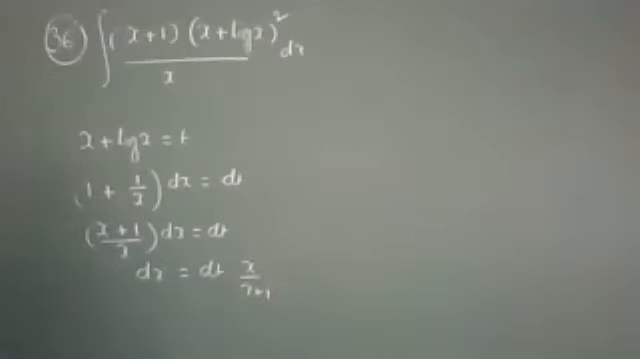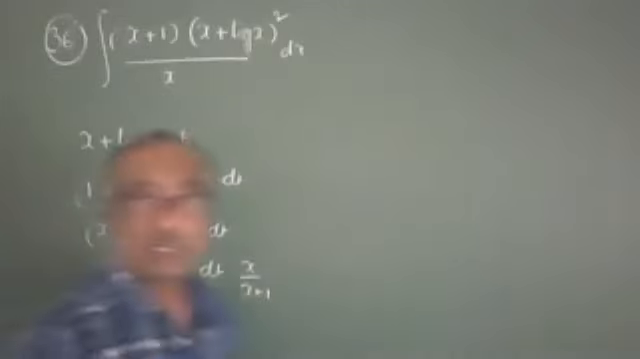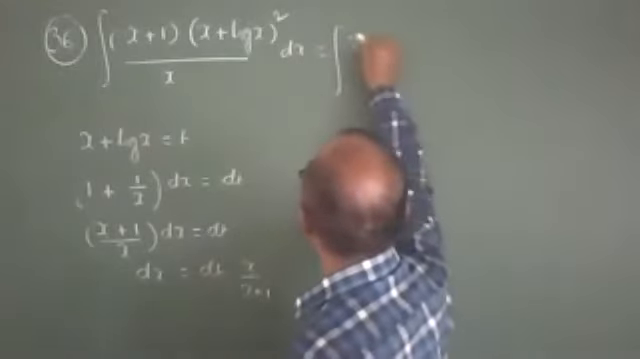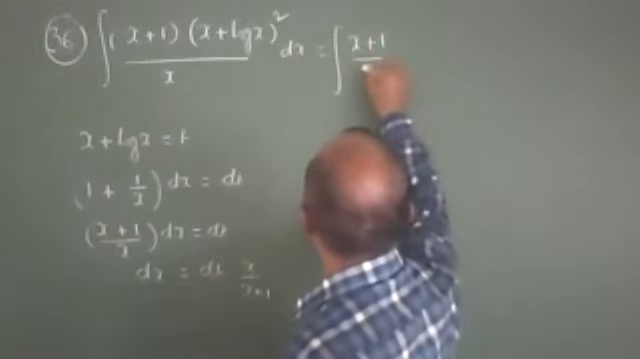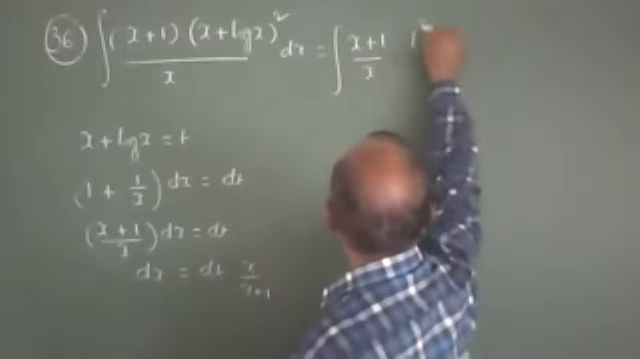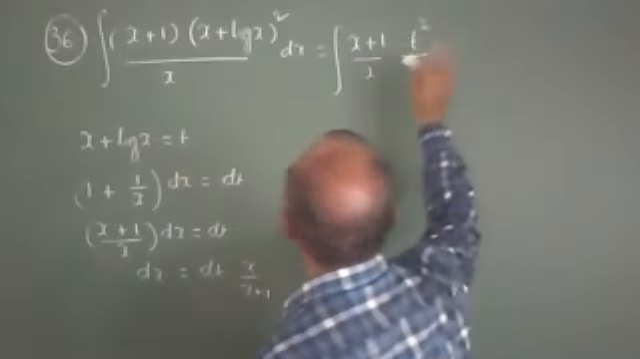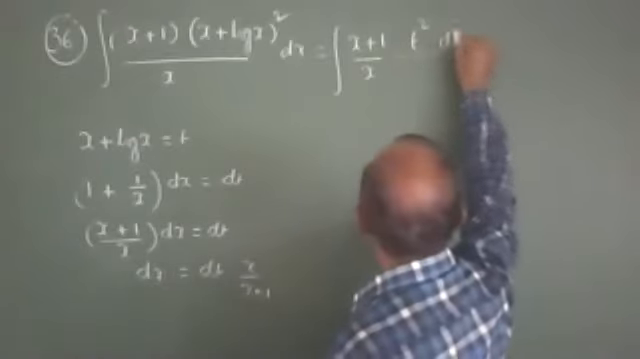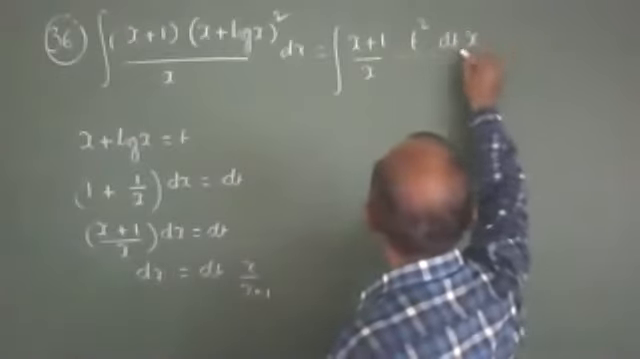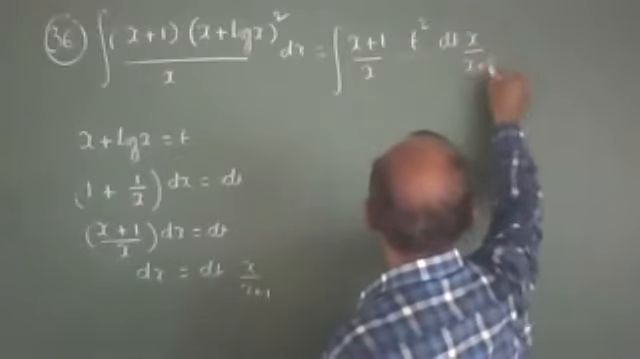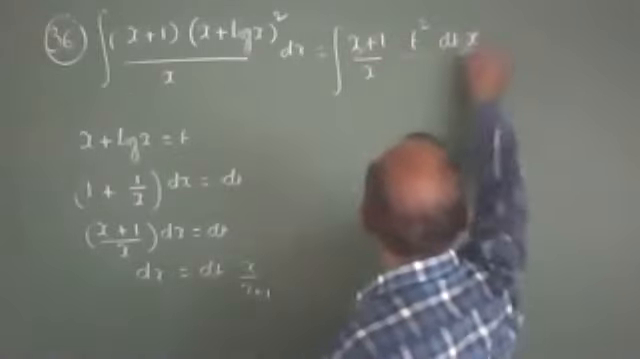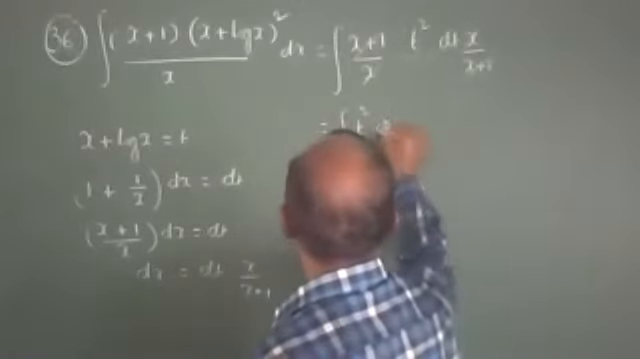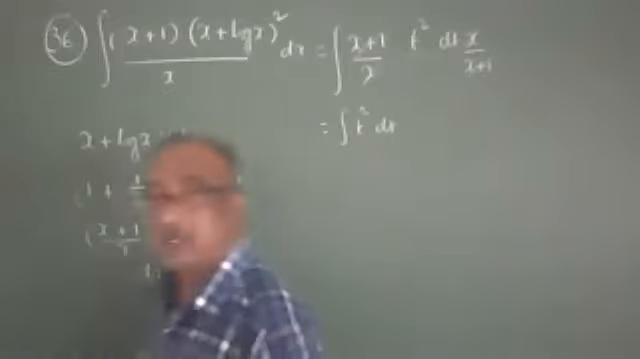The total should be cancelled. Okay, then now we can substitute. (x plus 1) by x, this is t square, and for dx the value is dt into x by (x plus 1). So x plus 1 and x should be cancelled, leaving the integral of t square into dt. Okay?